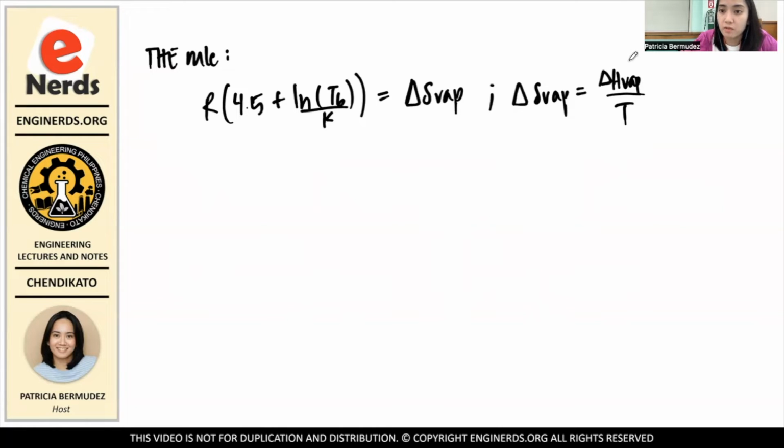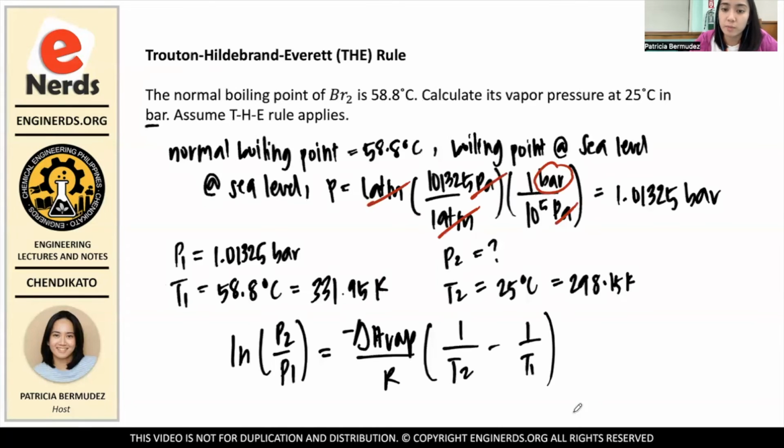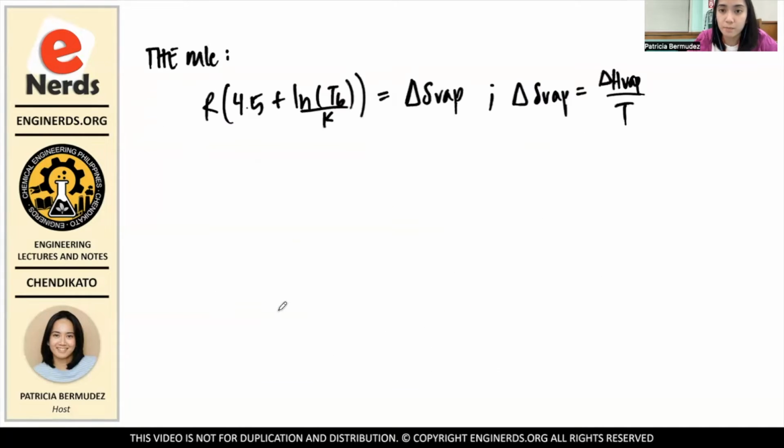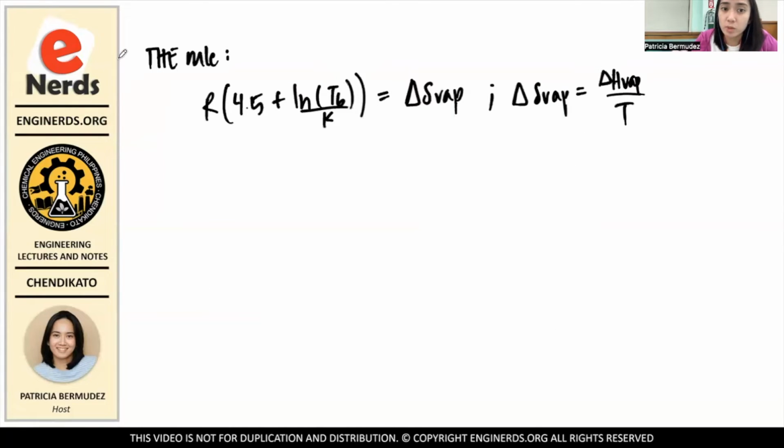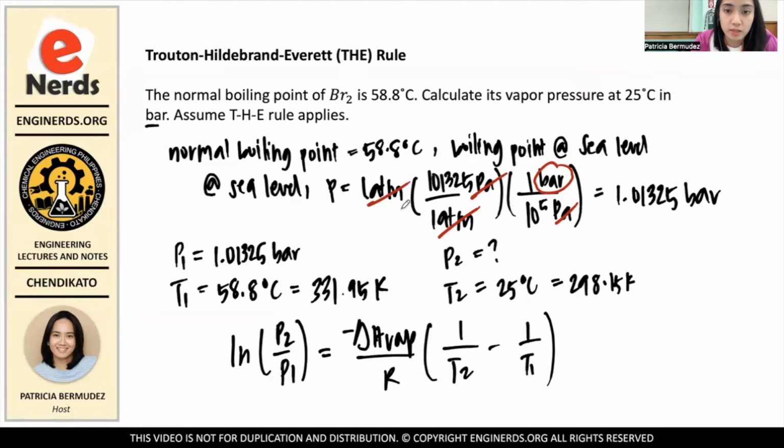And therefore, pag sinubstitute natin siya dito sa Clausius-Clapeyron, P2 na lang talaga yung matitira and we can find that using one equation. Okay? Kasi ngayon, dalawa pa yung unknown natin, delta H vap and P2. And dito napapasok yung THE rule para isa na lang yung matirang unknown natin. Okay? So, ang boiling point natin here is this one. As stated in the problem, is 331.95, right?